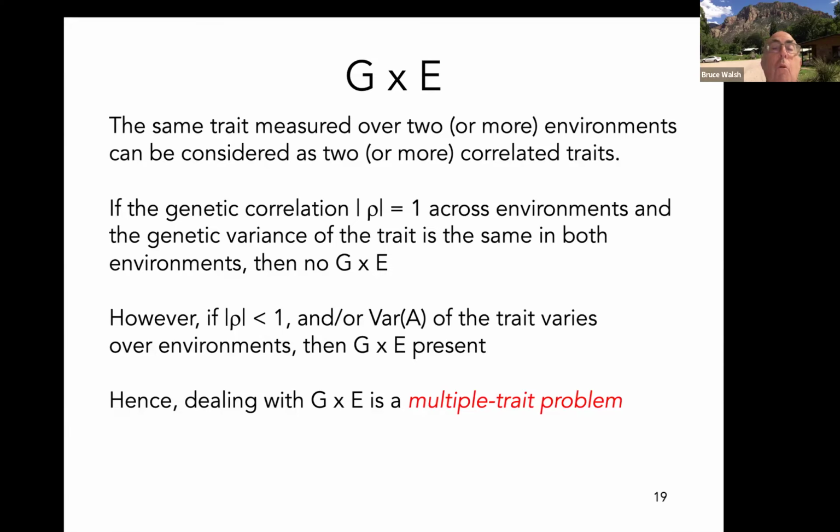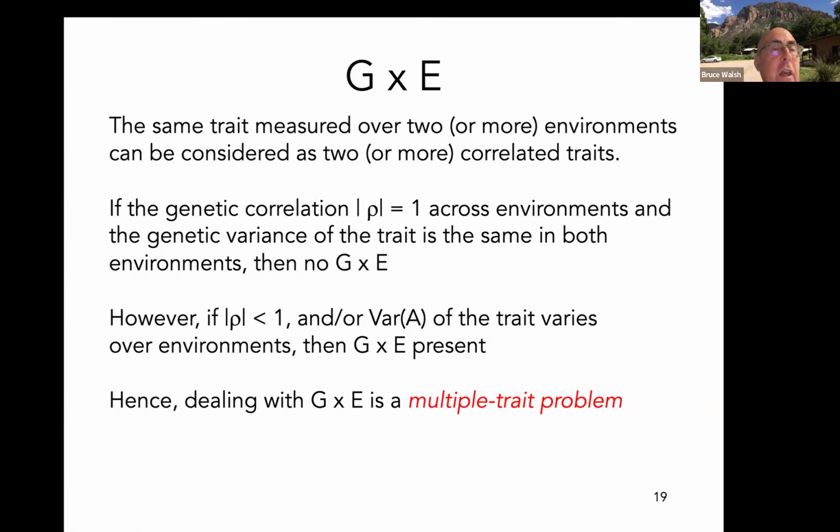So when you have two or more discrete environments, Faulkner was the one that suggested you treat those traits as correlated characters. So wet and dry environments, or I measure it in 5 locations. If the genetic correlation is perfect across environments and the spread among values of the genetic variation doesn't change, there's no G by E. But if the correlation is less than 1, or the genetic variation changes among that set as you go across environments, you have G by E.